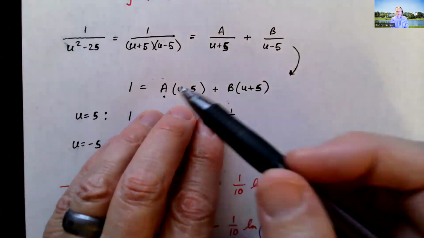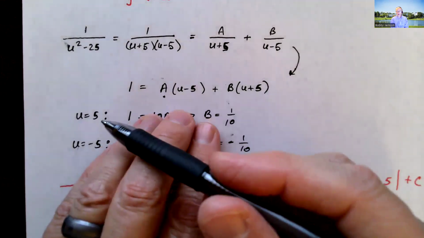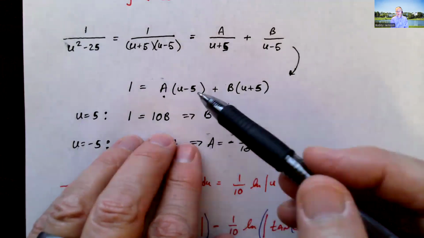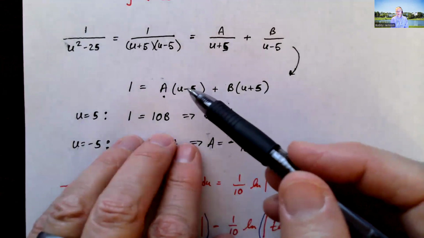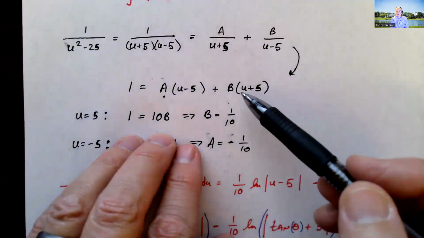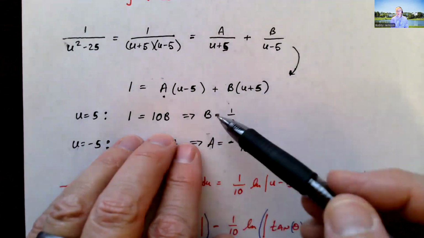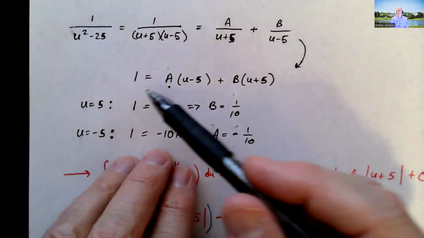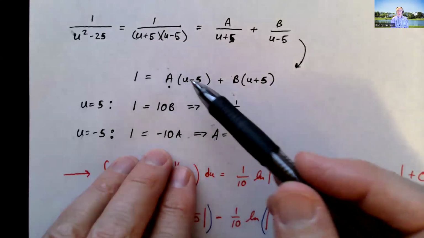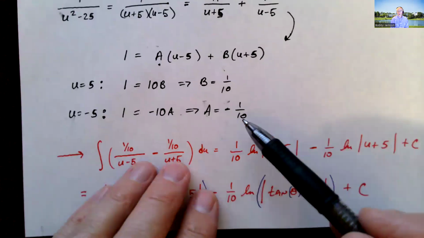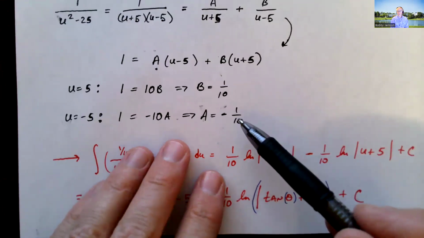So I'm going to use my little shortcuts here. If u is equal to 5 in this equation, notice what happens. I get 1 equals what? Well, if I plug in 5 here, this is 0, so that goes away. And this becomes b times, 5 plus 5 is 10. I get 10b, so b must be 1/10. Similarly, if u is negative 5, I get 1 equals a times negative 10, or negative 10a. This is 0, and I get a is negative 1/10.